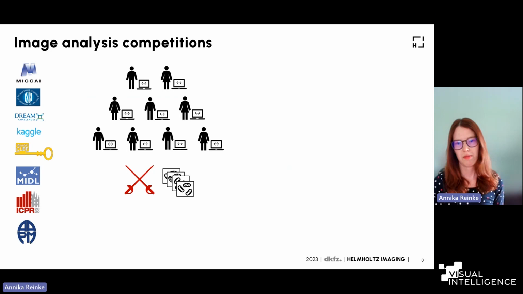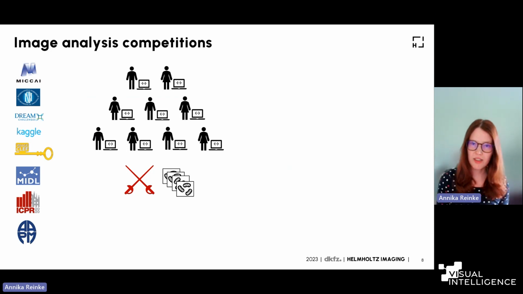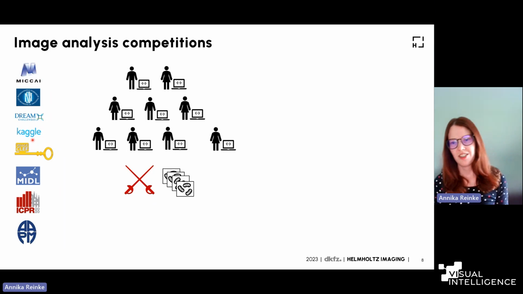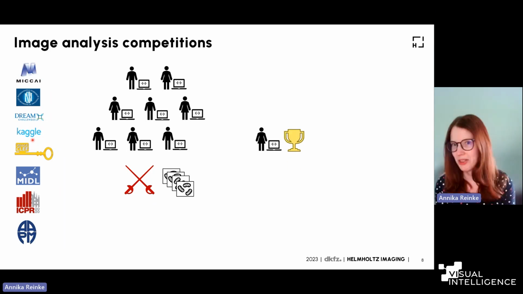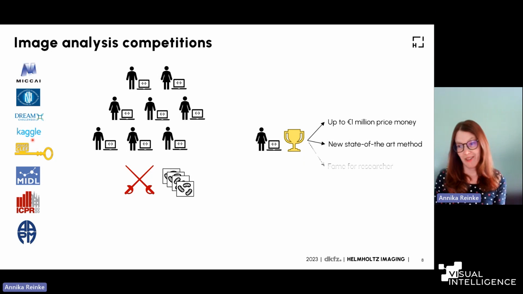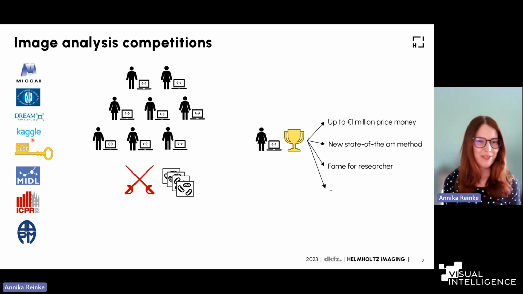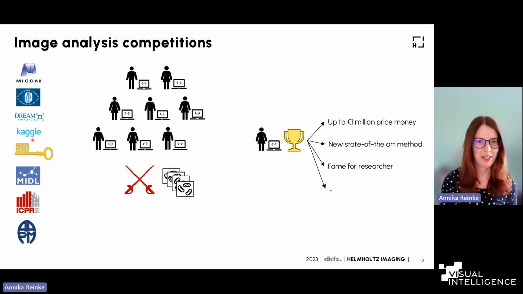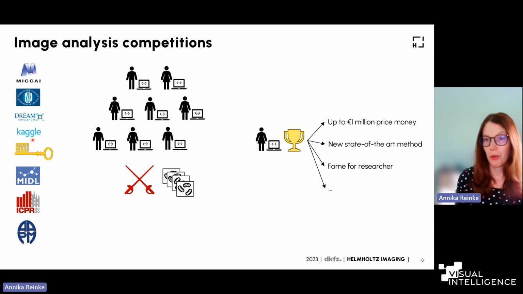comparison of these algorithms. They're typically organized at conferences, but perhaps you know Kaggle, where you also find many different challenges for different problems. And if you win such a challenge, you typically become somewhat famous in the field. Often you also get high prize money, which is of course a nice incentive to participate in the challenge. You have the new state-of-the-art methods, you're somewhat famous. So it also is important for careers, for example. If you win a challenge, you typically have your PhD done and everything is fine. So these challenges are really a great tool and very important.